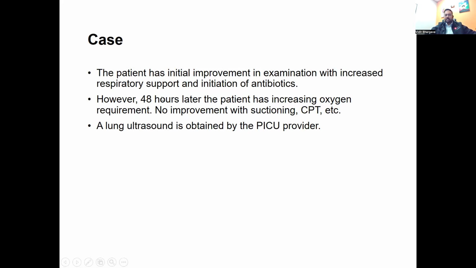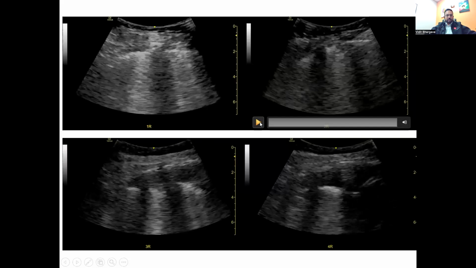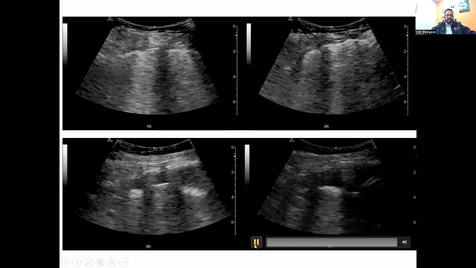However, 48 hours later, the patient has an increase in their oxygen requirement. There's no improvement with suctioning, chest physiotherapy, etc. The PICU team, which is where the patient is now, goes on and obtains a lung ultrasound. And so, same patient, similar series of images here.